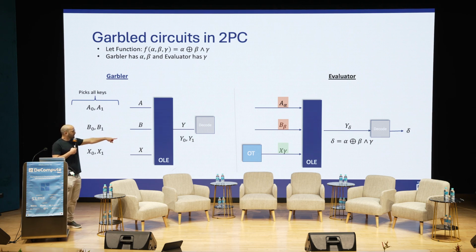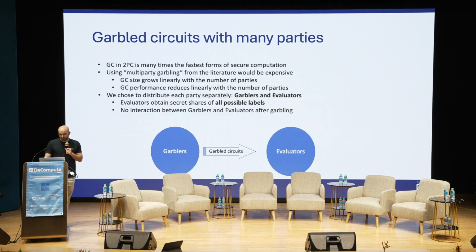To obtain the correct key for X, the evaluator will need to run the oblivious transfer subprotocol. And then after it has all three keys, it can evaluate the garbled circuit on those keys and use the decode information to translate from the key on the output to the actual value that it represents. So this is the very high-level overview of how 2PC with garbled circuits works.